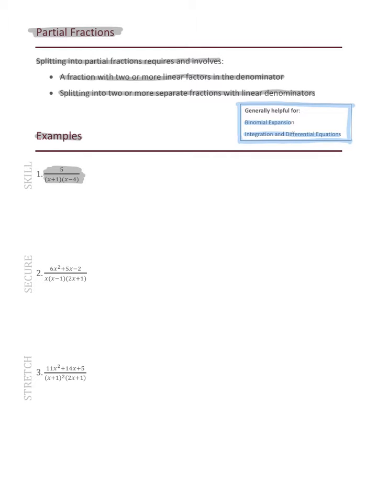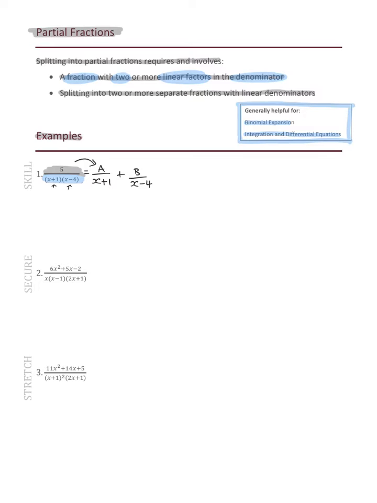Now, what I want you to just note is that we have here a fraction, yes, with 2 or more linear factors in the denominator. So what that means is we've got these 2 linear factors down here. So that is how we know we can split this into partial fractions. And we're going to split it into 2 separate fractions with linear denominators. So it's going to be a over x plus 1 plus b over x minus 4. So I'm aiming to translate this into this. So I'm splitting up this bottom section here.